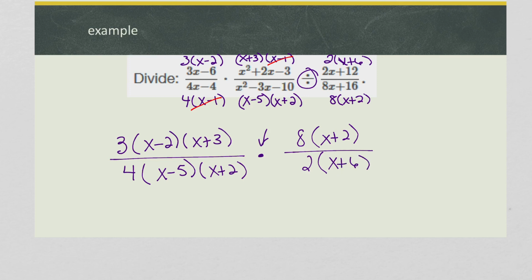Now, let's mark things out. That was my dog. She's grumbling under the table.